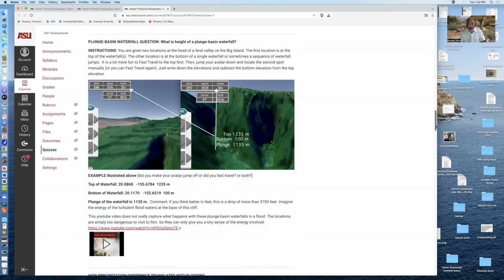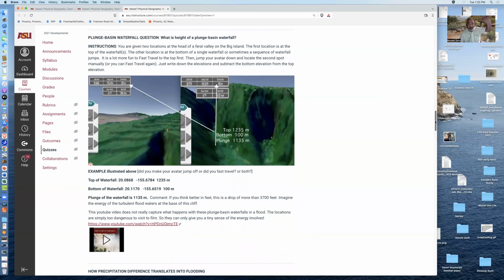And so the next question is, you go in the video game to a very unsafe environment in the real world, where you go to the top of a waterfall and then you jump the avatar down to the bottom, or you visit a specific location and you determine the height of, in this case, a waterfall over 3,000 feet tall.